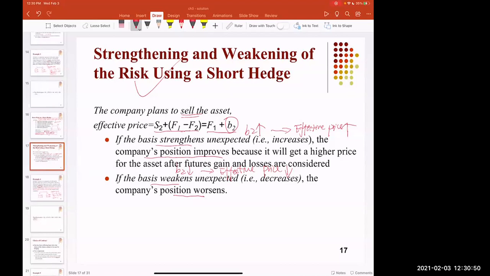When the basis increases, the price will increase. So the price increases, and the short hedger is going to receive more, right? So they receive more. Okay, the position improves. So the answer is C.